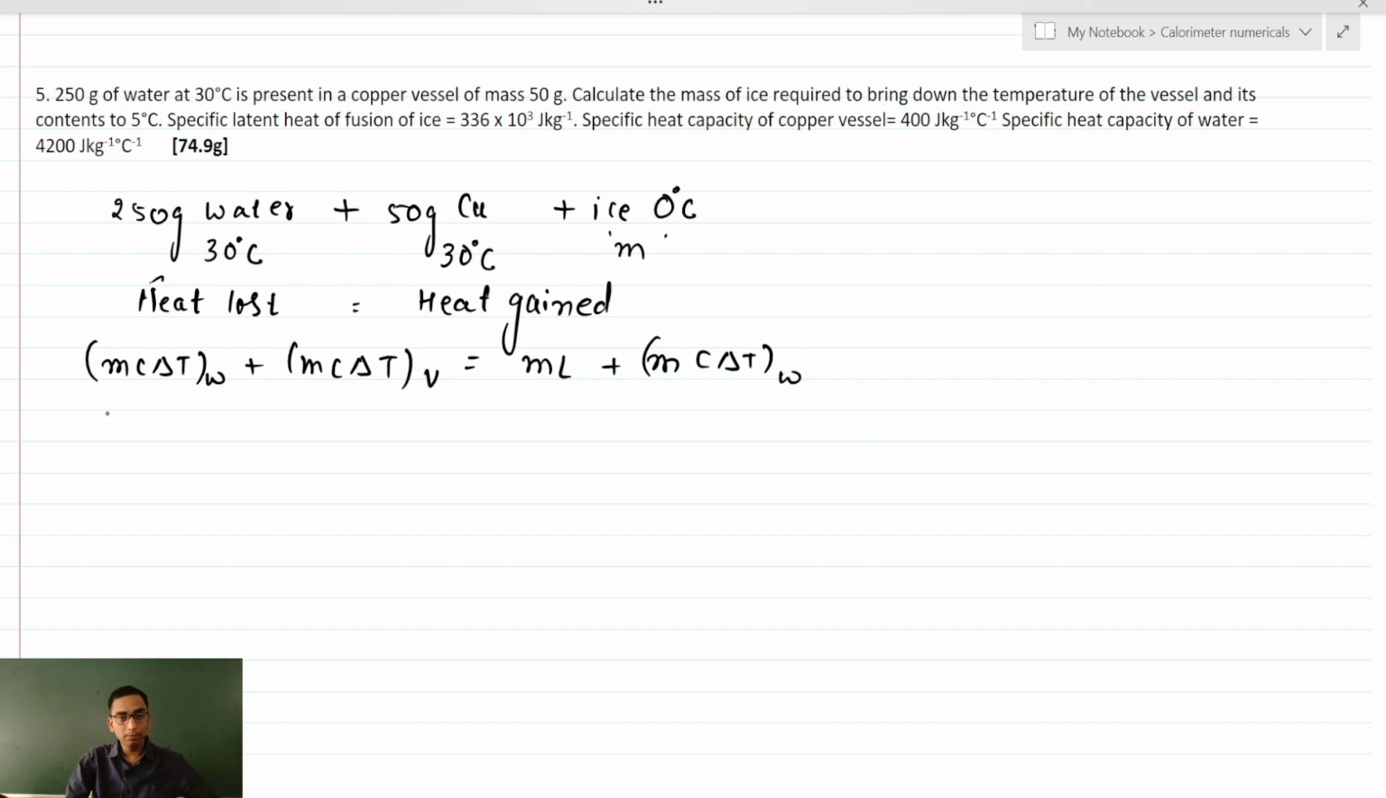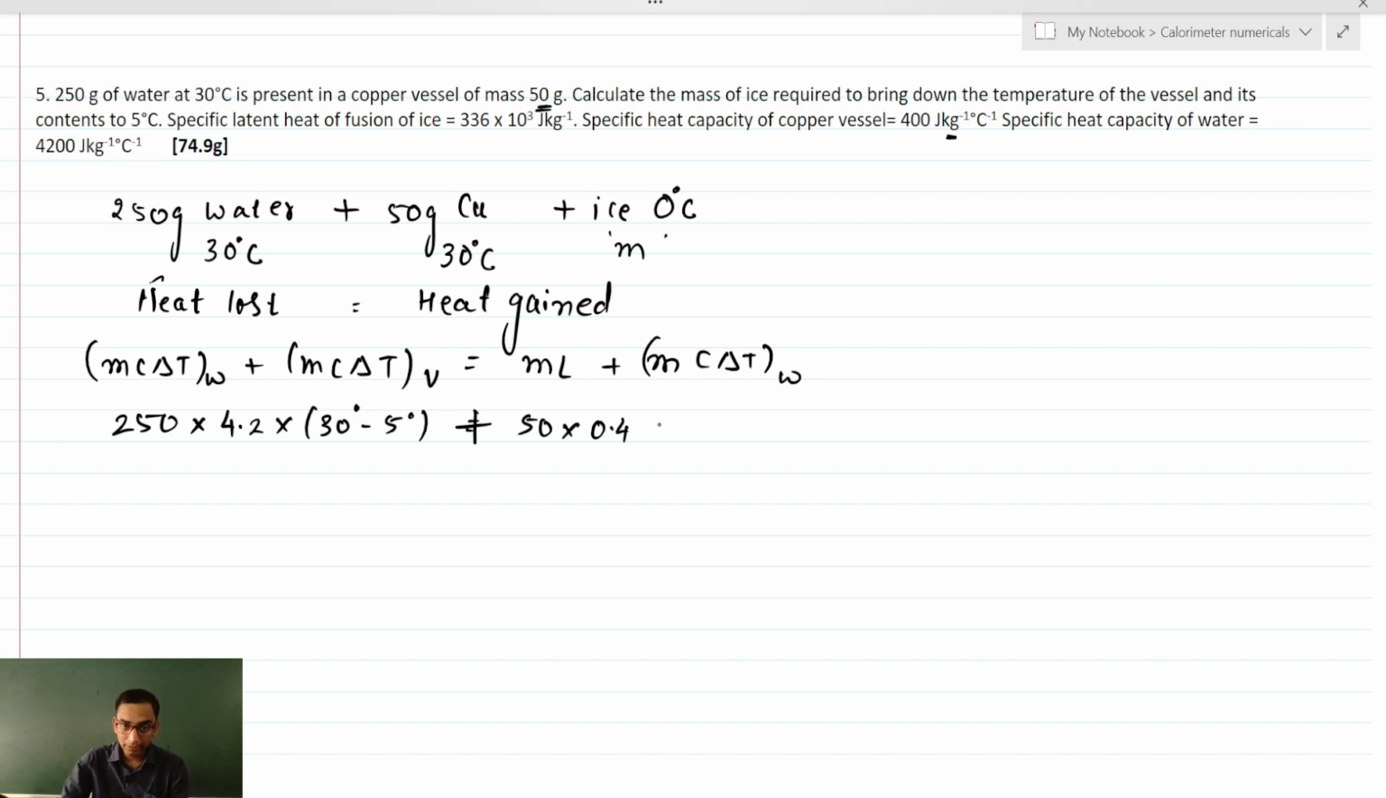So I should be plugging in all the values. So that is 250 into 4.2 joule per gram per degree Celsius times delta T, that is from 30 to 5 degrees Celsius. So the difference is going to be 25. That is equal to, okay, now plus the mass of the calorimeter vessel is 50 into C of the vessel is 0.4, because this is given in kg and the mass over here is given in grams, 50 grams.